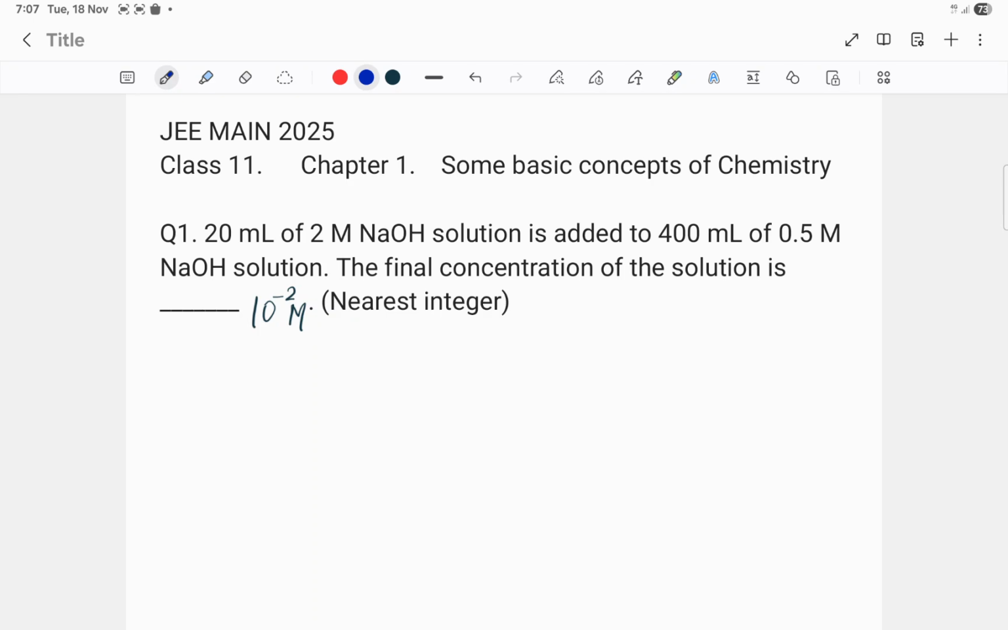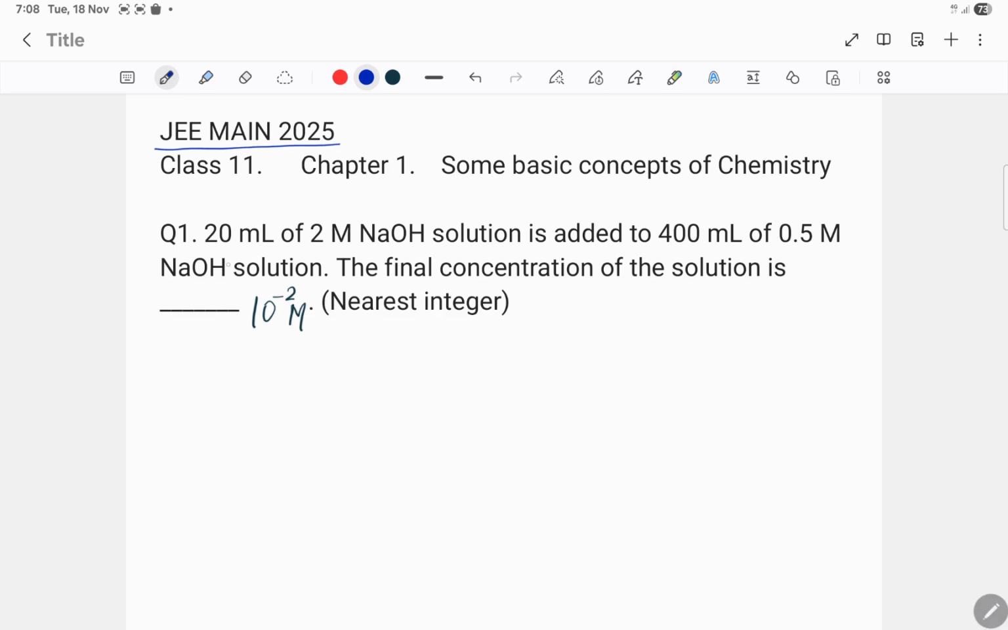So now we are starting with the new series in which we are going to do all the JEE Main questions from 2025, class 11, chapter 1, which is some basic concepts of chemistry. We are going to cover all the questions which have been asked in this particular chapter. All right, so let's start.